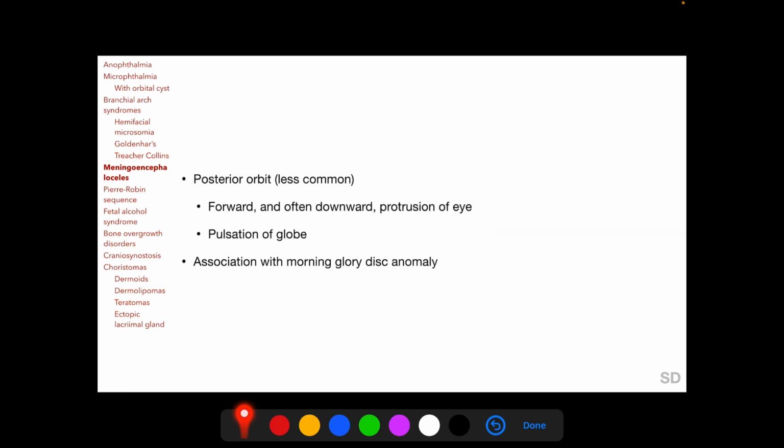Meningoencephaloceles in the posterior orbit are less common and they present with a forward and often downward protrusion of the eye. And as mentioned, they show pulsation of the globe which they displace forward. Morning glory optic disc anomaly has been associated with meningoencephaloceles.